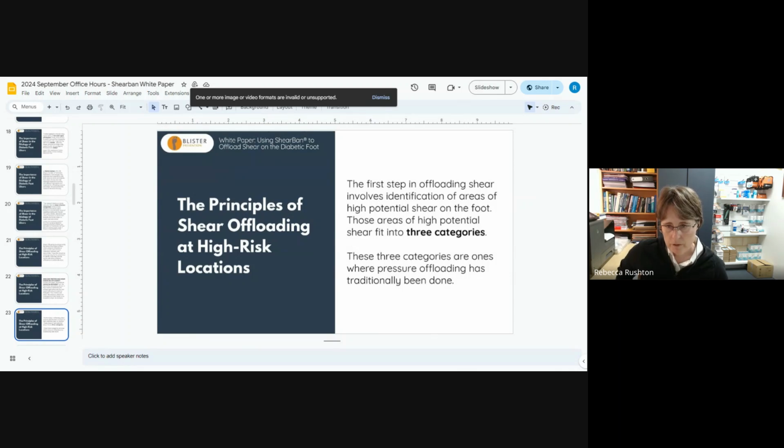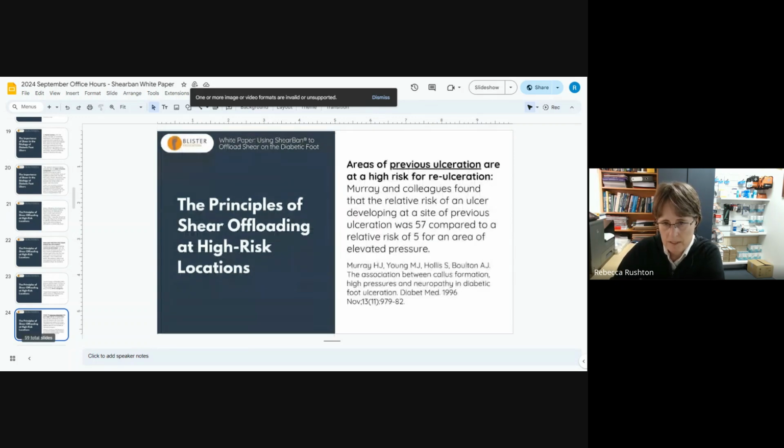The first step in offloading shear involves identification of areas of high potential shear on the foot. Those areas of high potential shear fit into three categories. These three categories are ones where pressure offloading has traditionally been done. Firstly, areas of previous ulceration are at high risk for re-ulceration. Murray and colleagues found that the relative risk of an ulcer developing at a site of previous ulceration was 57 compared to a relative risk of 5 for an area of elevated pressure.